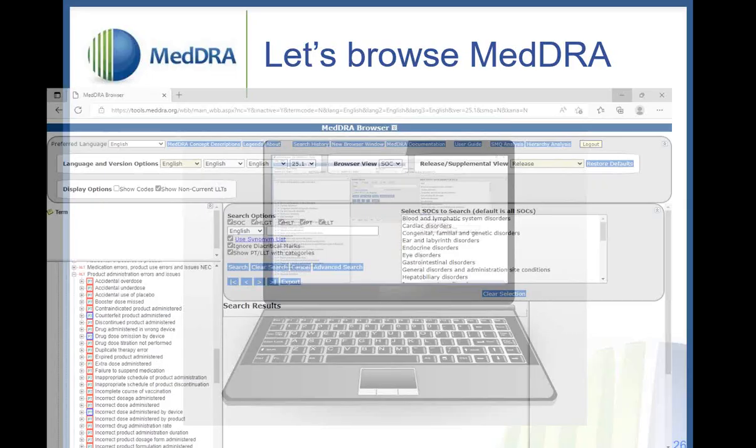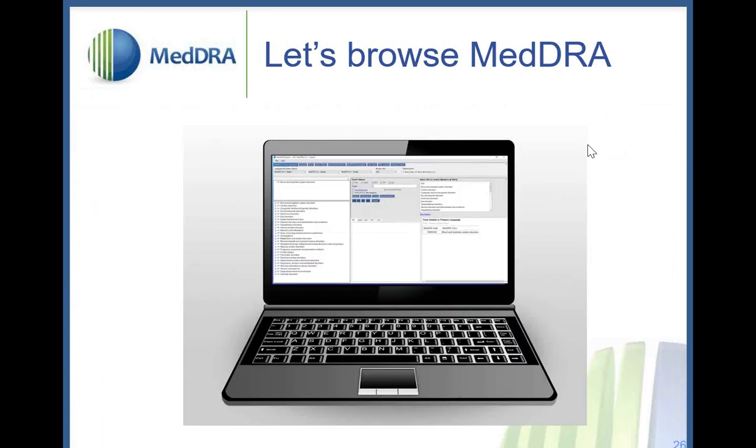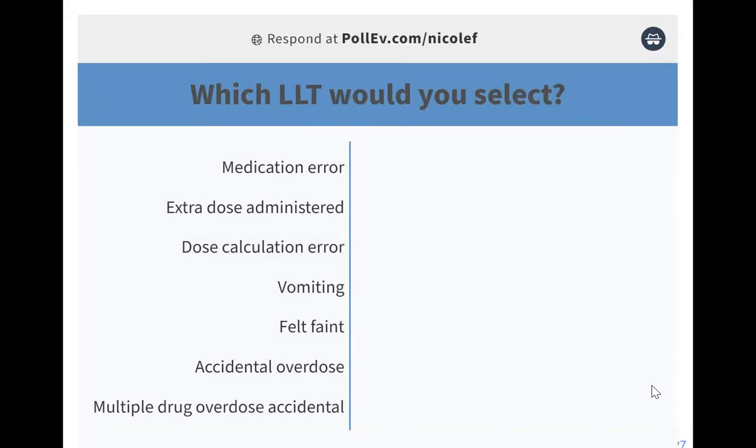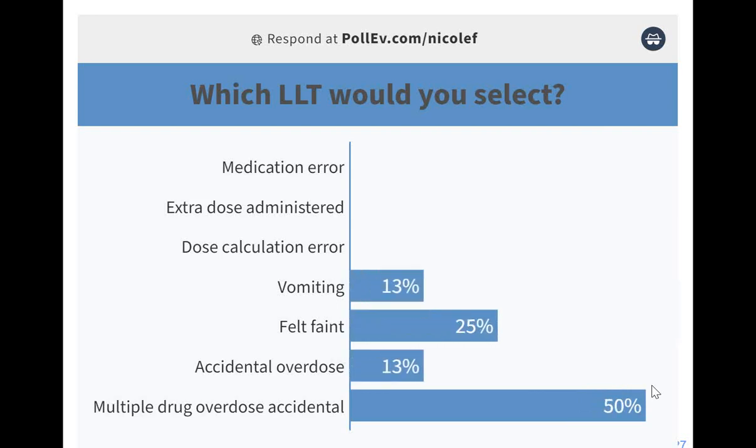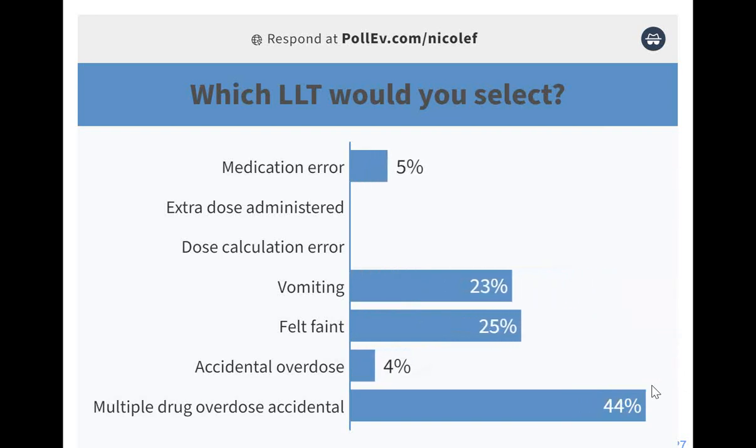So let's go back to the browser and then the next slide. Okay, so here's the poll, having that particular question, and I'll read it out again to you. The nurse accidentally gave an overdose of both the patient's blood thinner and his antihypertensive medication. The patient felt faint and vomited. Please pick all the LLTs, the best LLTs, that you think address all of the things that happened in that coding scenario.